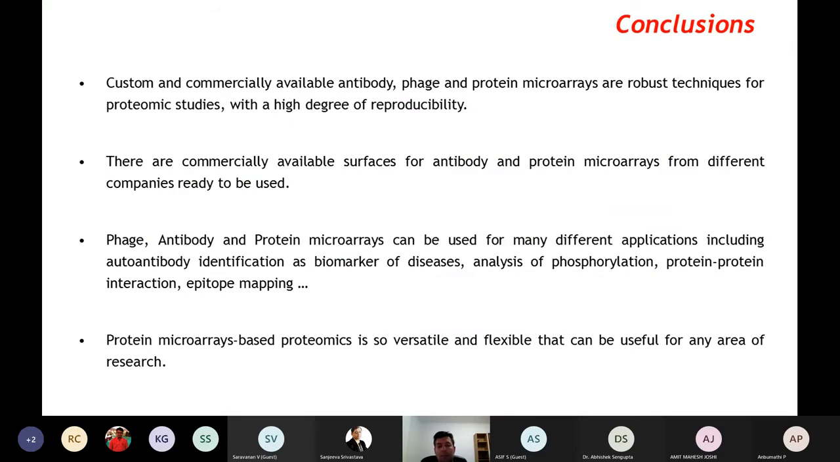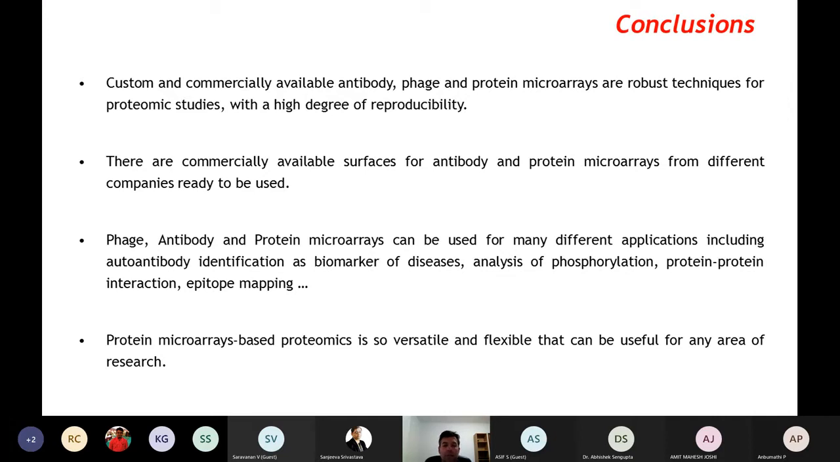So just as a brief summary of the talk and the messages to take home: custom and commercially available antibody arrays and protein microarrays are robust techniques for protein studies with a high degree of reproducibility. Actually, there are commercially available surfaces for antibody and protein microarrays from different companies ready to be used. However, they are really expensive, and custom protein microarrays offer the same reproducibility as those commercial ones, and they are a cheaper alternative for proteomic studies.